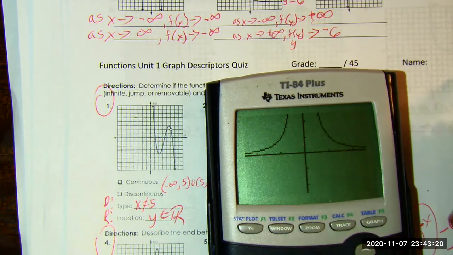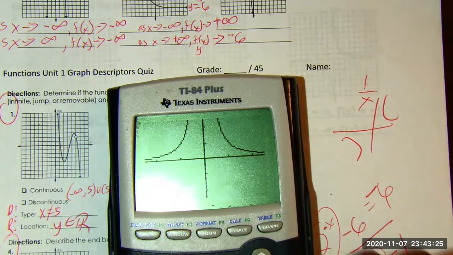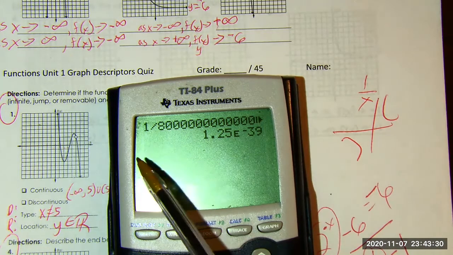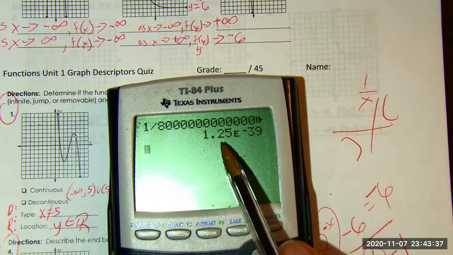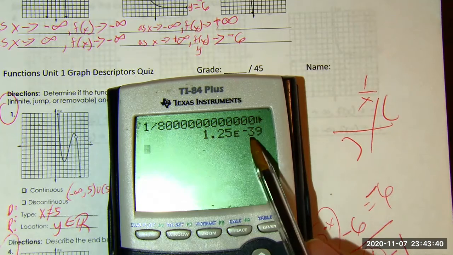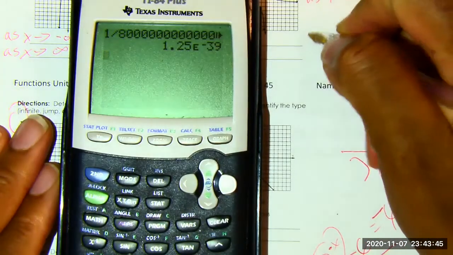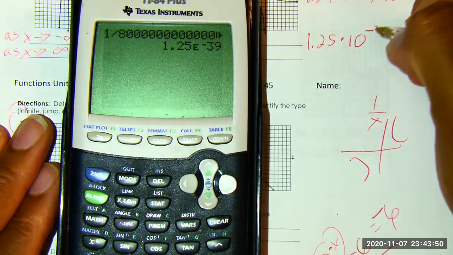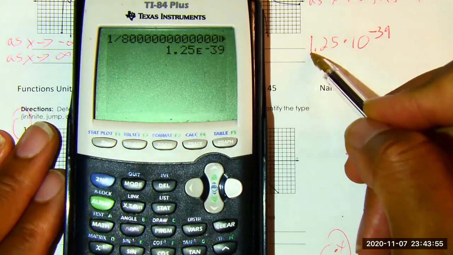Again, 1 divided by x squared, even Stevens because it's x squared, compared to the parent function, 1 divided by x, which looks like that. For the heck of it, I wanted to see what is 1 divided by 8, and I just kept pressing 0. I wasn't even counting. But 1.25 times e negative 39, again, for those that don't know that scientific notation, that is the same thing as 1.25 times 10 raised to the negative 39 power, which tells us we move this decimal point 39 places to the left.